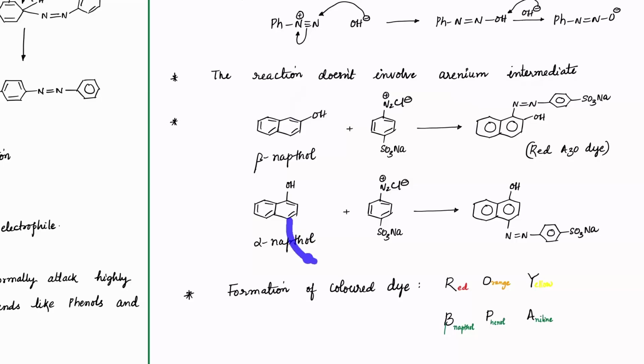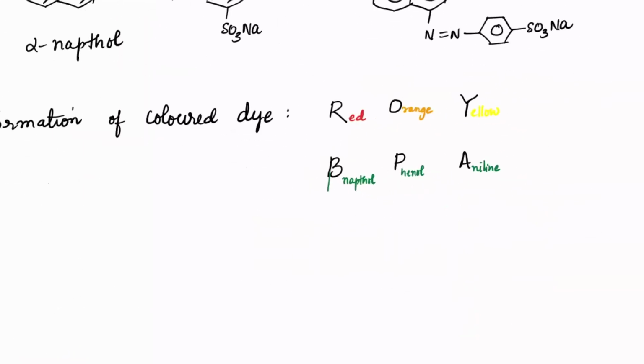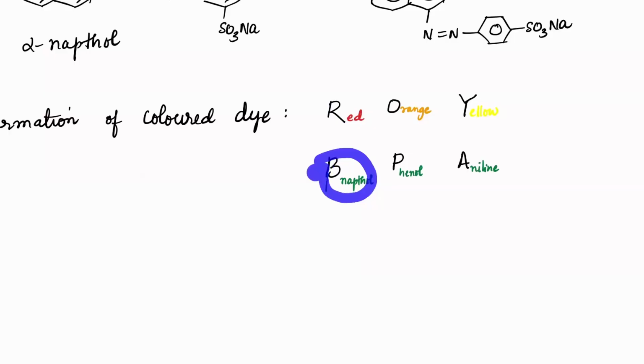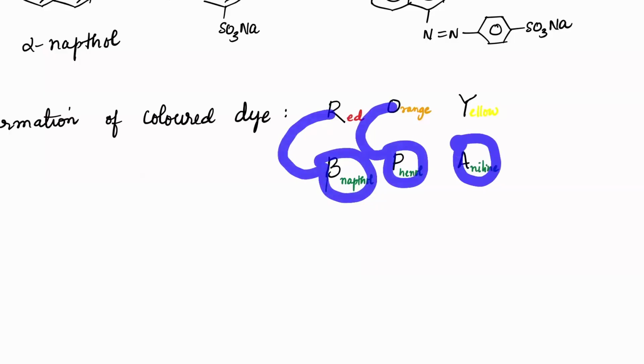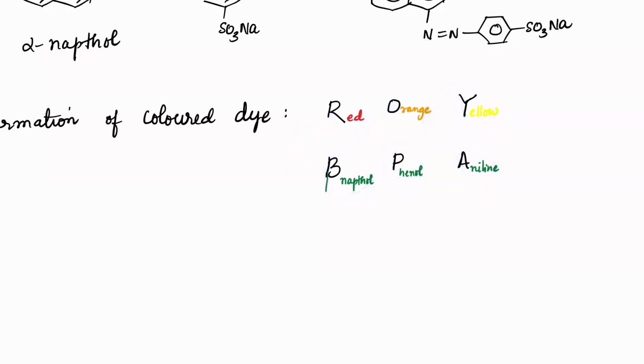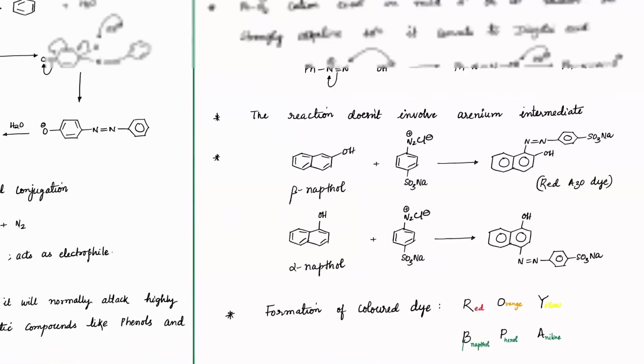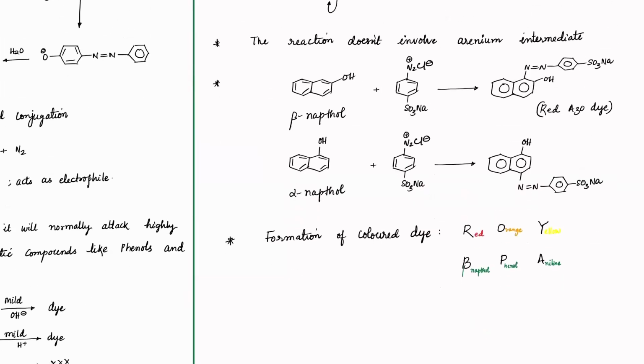And if it is from alpha naphthol, the attack would happen from the para position, and you will get this type of formation. So all these are azo dye formations. Now these three colors you better remember: red, orange, yellow. That is, for beta naphthol it is red color, for phenol it is orange color, for aniline it is yellow color. Okay, so that's an easy way to remember it. So please do check. Clear, everybody?